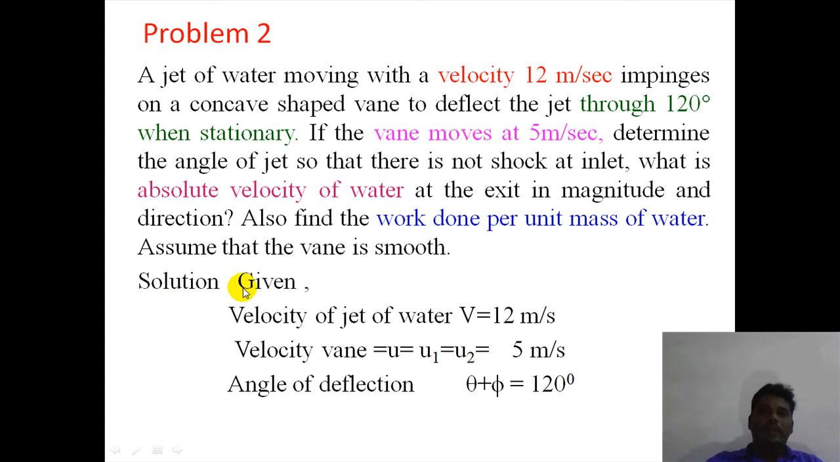Solution. Given: velocity of jet 12 meters per second. Velocity of vane u: without any shock, u1 and u2 remain the same, that means 5 meters per second. Angle of deflection is theta plus phi, which is given as 120 degrees.